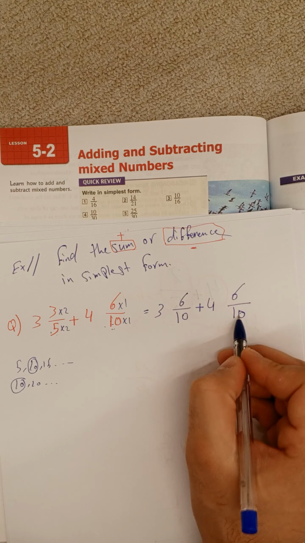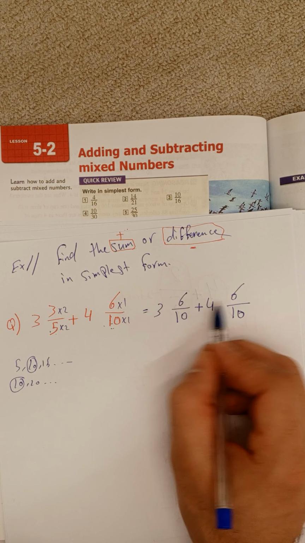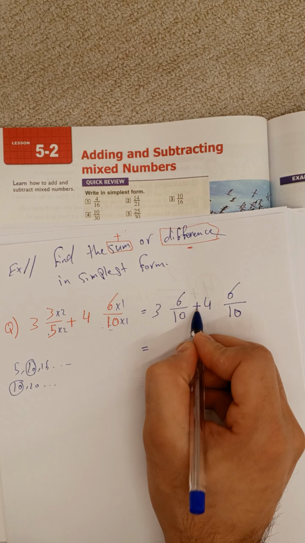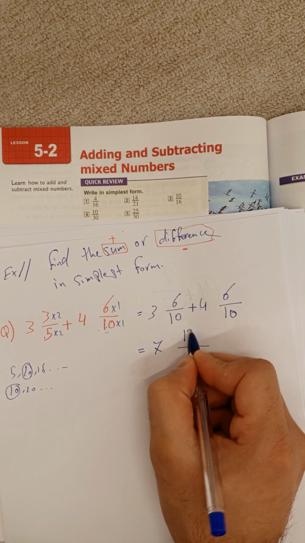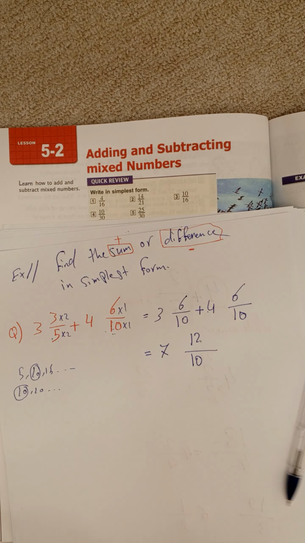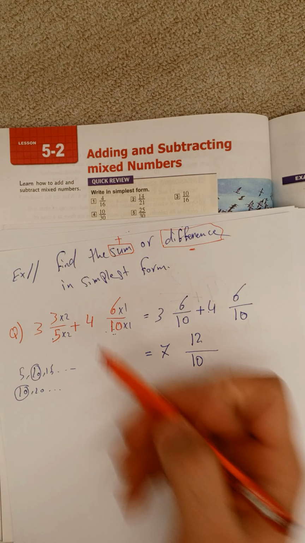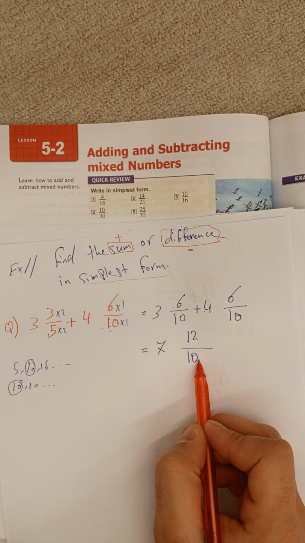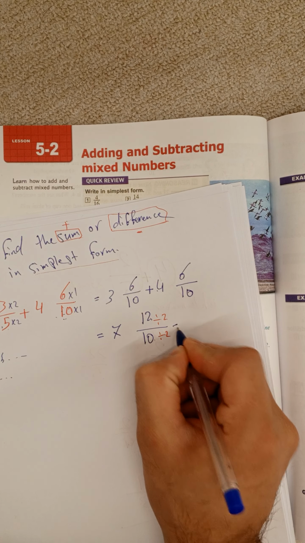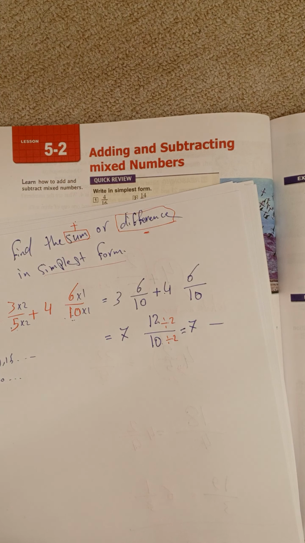As we can see, the denominators are the same. Now we're going to add the numerators. 3 plus 4 is going to be 7, and 12 out of 10. The question says write your answer in the simplest form. Can we simplify 12 out of 10? Yes, we can. Let's simplify. Divided by 2, divided by 2, because 2 times 6 is 12, 2 times 5 is 10, right? So it's going to be 7 and 6 out of 5.